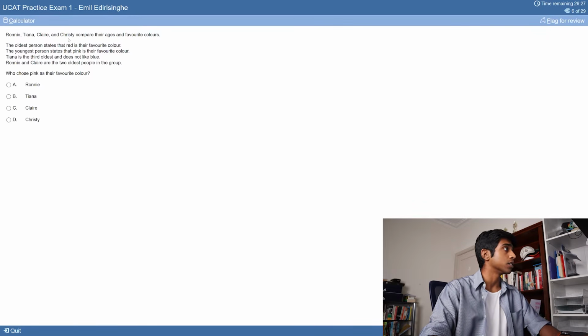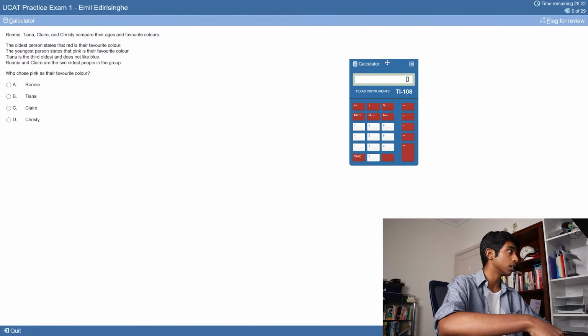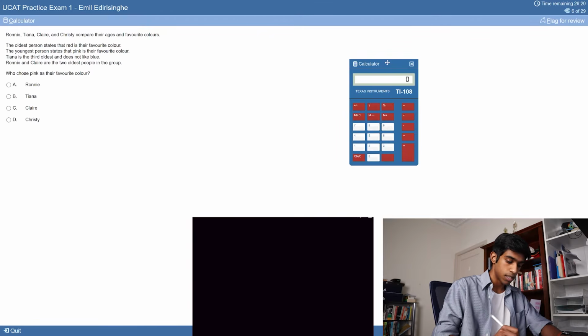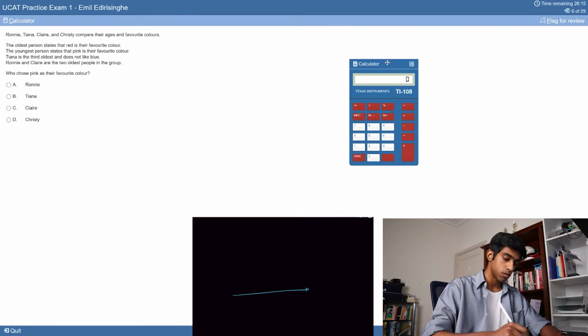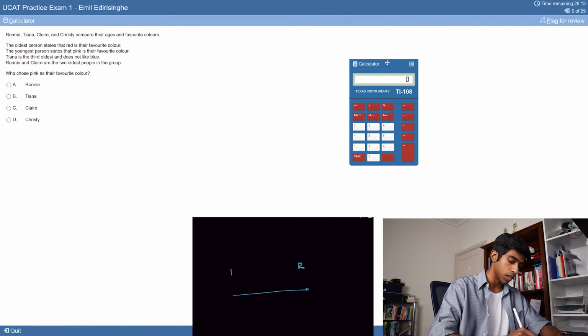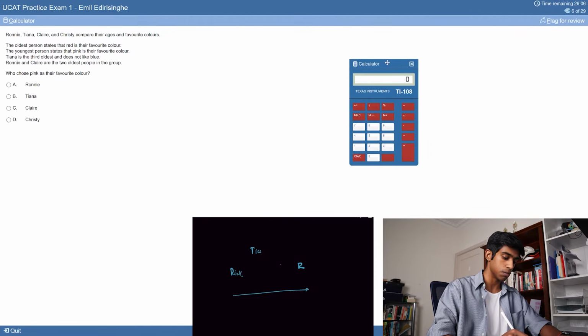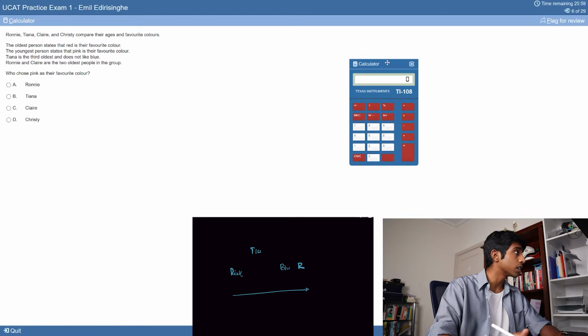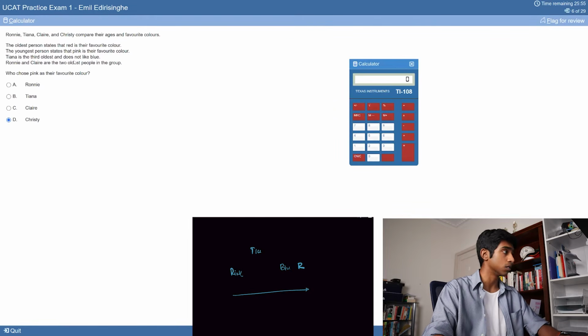Ronnie, Tiara, Claire, and Christy compare their ages and favourite colours. The oldest person states that red is their favourite colour. The youngest person states that pink is their favourite colour. So you've got red, pink. Tiara is the third oldest, and she does not like blue, so blue must be here. The other colour is... Ronnie and Claire are the two oldest, so it must be Christy, who likes pink.